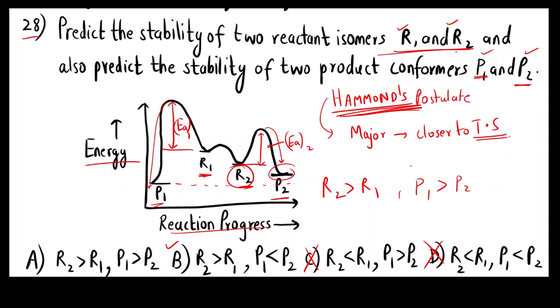So what is the correct answer? Which is going to be more stable? P2 is going to be more stable. P1 is less stable than P2. So the correct answer is going to be option B.